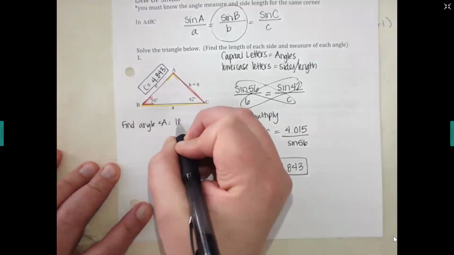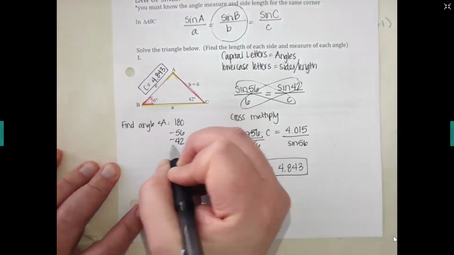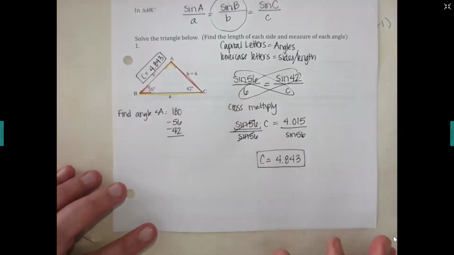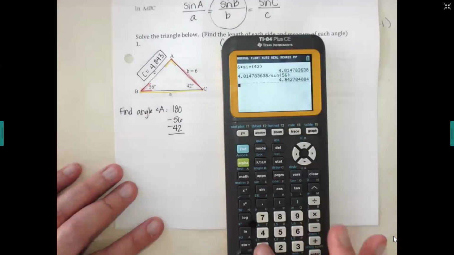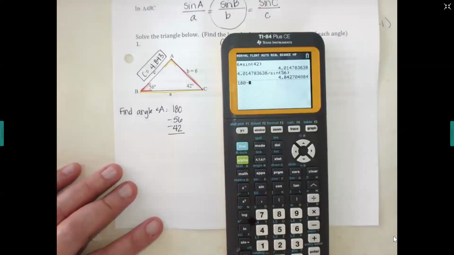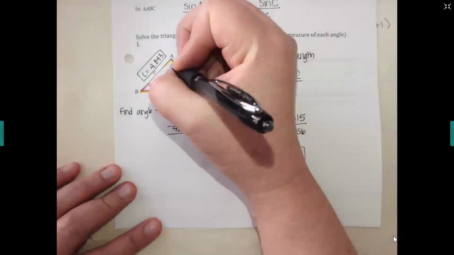I'm going to do 180, and then I'm going to minus the other 2 numbers. Okay, because remember, if they're all supposed to add up to 180 degrees, then if I start with that, take out the angles that I have, then whatever's left had to be angle A. I think I said that wrong, but you get the idea. So minus 56 minus 42. That means my leftover angle has how many degrees? 82, very good.